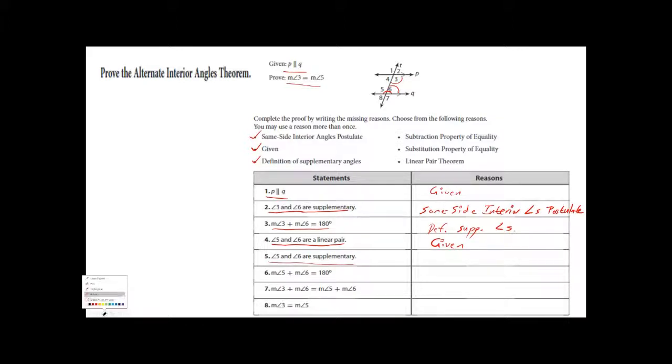All right, so yes, angle 5 and 6 are linear pairs. And yes, 5 and 6 are supplementary. Now, it's not because of the definition, it's because of the linear pair theorem. Linear pairs share a line, okay? So they have to add up. They have to be supplementary. Okay, so linear pair theorem.